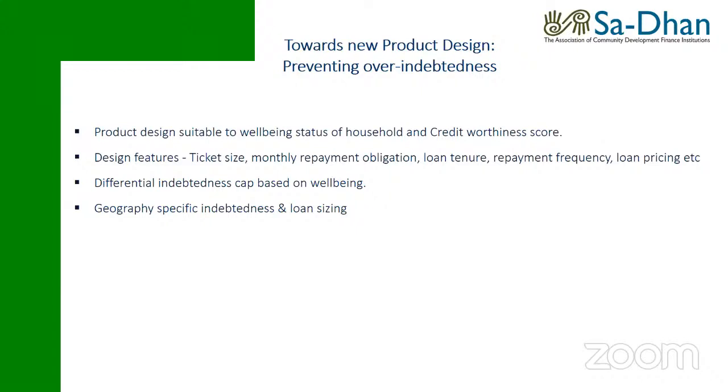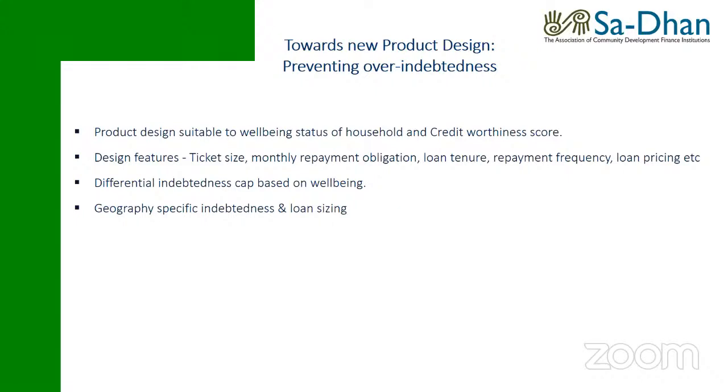So ticket sizes can be fixed based on this. The monthly repayment obligations can be fixed based on this. The loan tenures, the repayment frequency, and loan pricing too, especially as RBI is proposing to move the cap. In that case, clients who have a better creditworthiness score can be given loans at a lower price, which happens in retail banking, where clients with a higher CIBIL score are usually given an attractive rate of interest. Something like that can be given to clients to encourage credit discipline and prompt repayment.